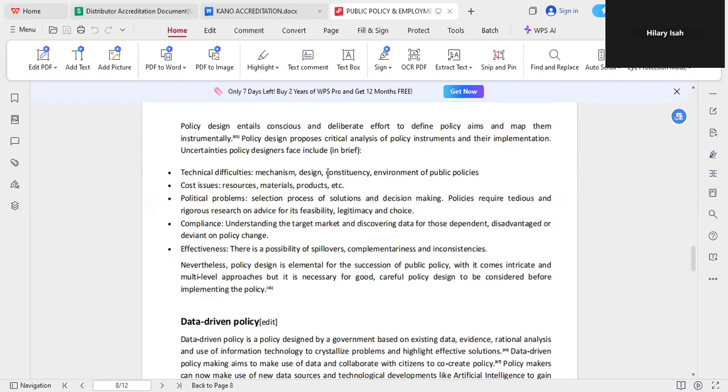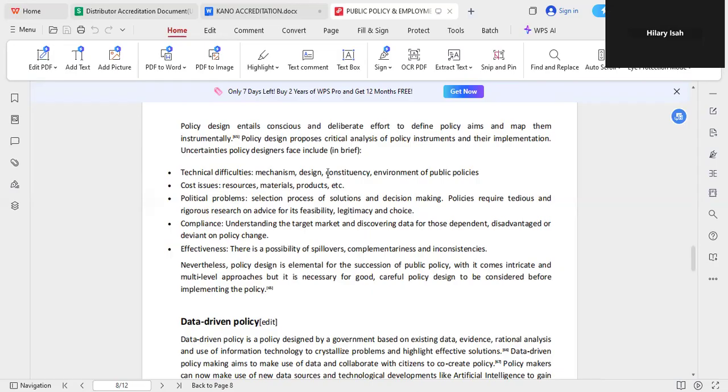Okay, then costs, resources, and material products. Policies can be expensive. Yes, policies can be expensive to come up with. So then political problems, selection process of solution and decision making. Policies require tedious and rigorous research on advice and its feasibility and legitimacy. So if you want to make a policy now, you may need to do a lot of consultations and even visitations before you can know how to manage a situation.